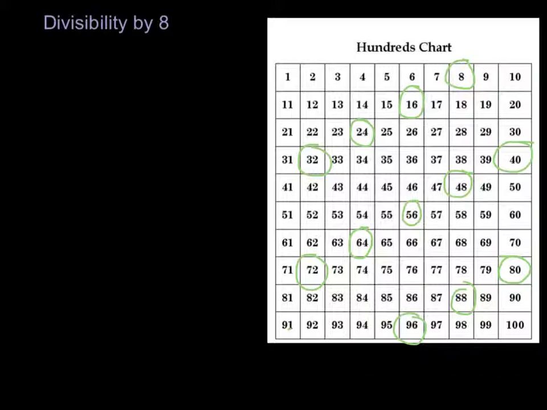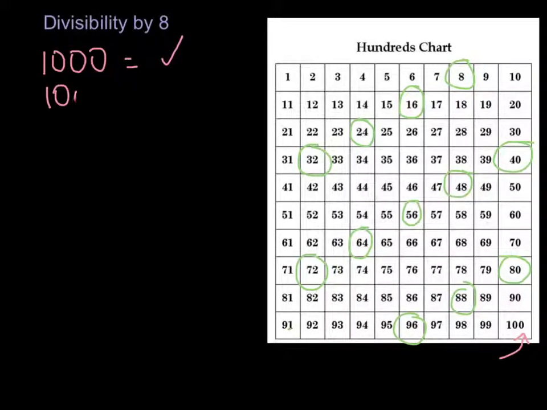So again, I've started off by doing the same thing. I've put up a hundreds chart and I've circled all of the numbers divisible by 8 or multiples of 8 in this hundreds chart. And I do want to point out that unlike the number 4, the number 100 is not divisible by 8. However, the number 1000 and any multiple of 1000 is divisible by 8.